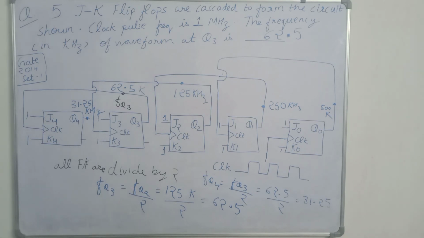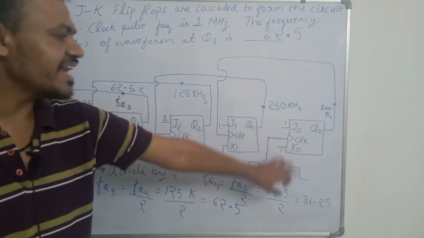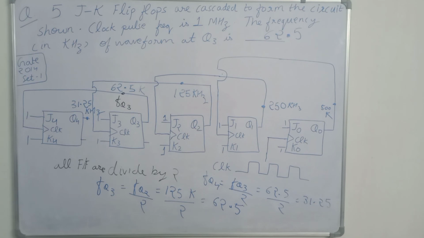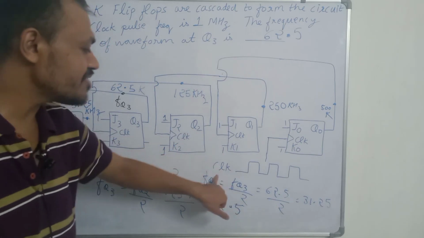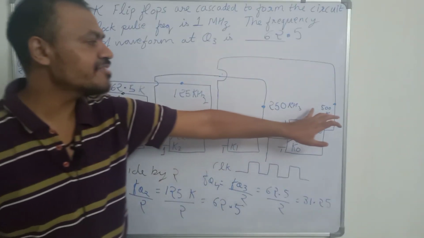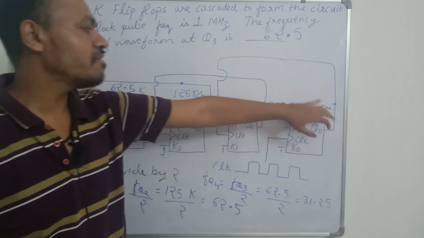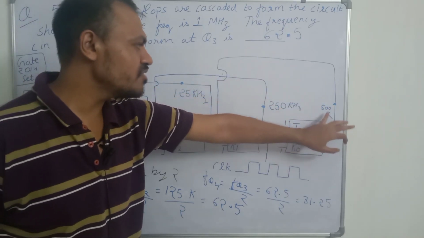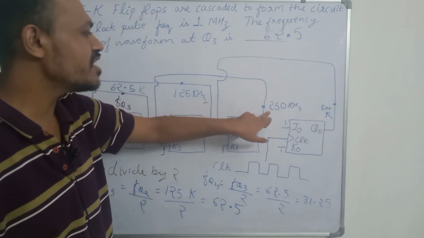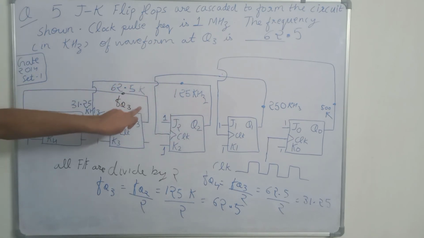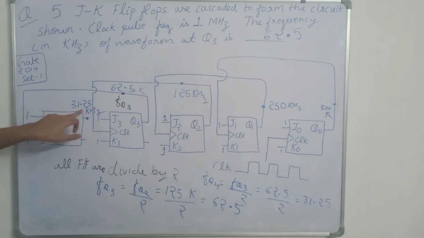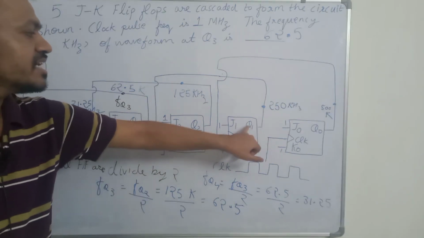So just remember this concept: when in JK flip-flops both the J and K inputs are connected to 1, then they act as divide by 2 flip-flops and the frequency of the output will be equal to half of the frequency of the clock. This clock frequency was 1 megahertz, so this will be 0.5 megahertz or 500 kilohertz. So the frequency of Q0 will be 500 kilohertz, Q1 will be 250 kilohertz, Q2 will be 125 kilohertz, Q3 will be 62.5 kilohertz, and Q4 will be 31.25 kilohertz.